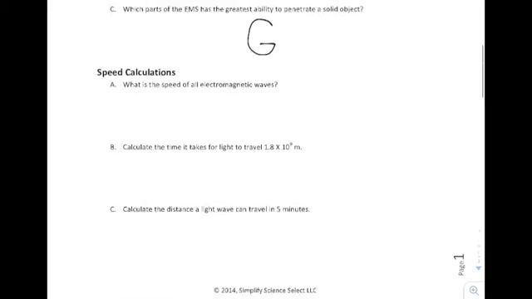Next it says, what is the speed of all electromagnetic waves? And that is the constant 3 times 10 to the 8th. And we're going to assume that we're in a vacuum at this point. So 3 times 10 to the 8th meters per second is what it is for all electromagnetic waves. Radio waves, microwaves, all of them travel at the same speed.